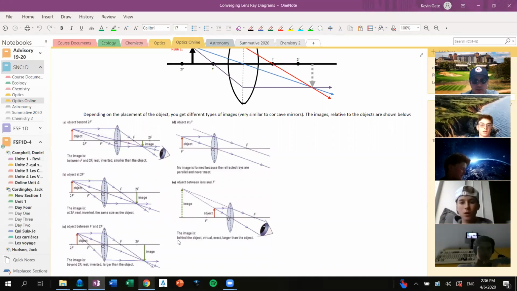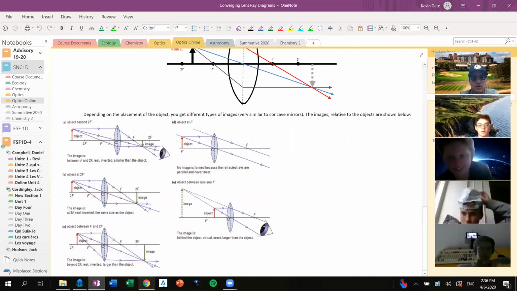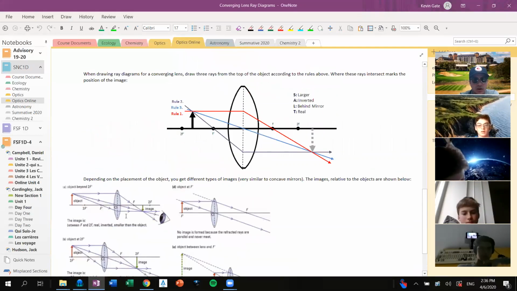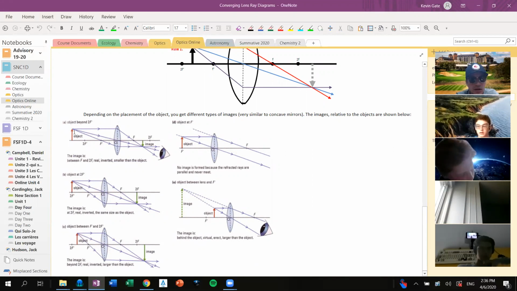So let's flip over to Edpuzzle and talk about specifically what that error was and what we're going to do moving forward. So the error was that if there was an image, I believe, the question asked about if there's an image beyond 2F. Is that correct? Can anyone confirm for me? The image beyond 2F? I think that's what Owen said.